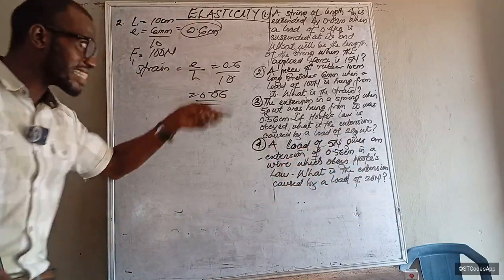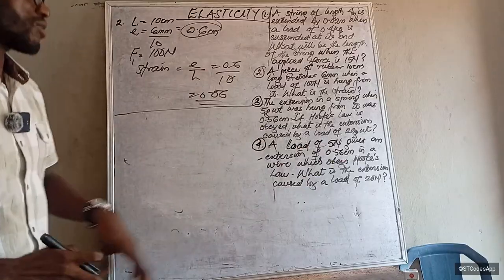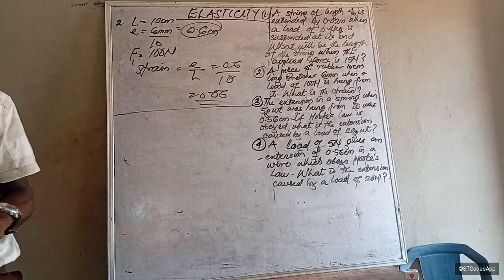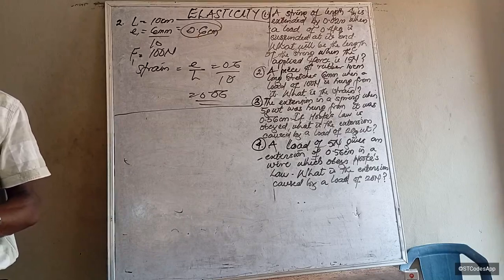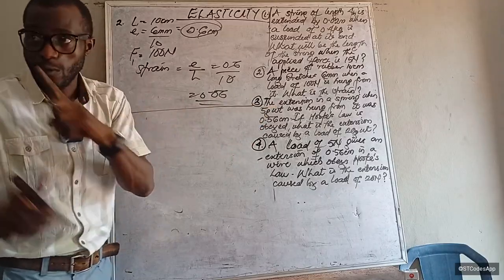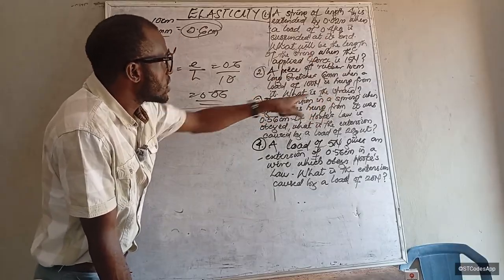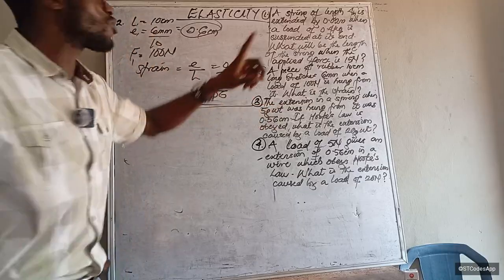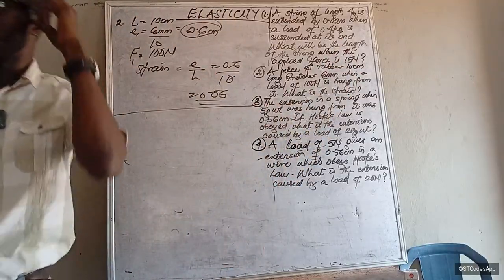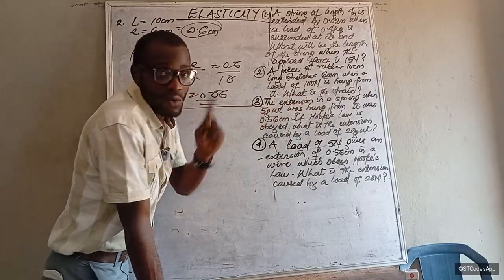Right, the next one. The extension of a string when a 5 gram weight. Now listen. Yes, 0.06. Look at this. There's something I want to do. The extension of a spring. Do you notice they use string and spring now? So when you use spring, you don't need to put elastic. When you use string, you put elastic. The extension of a spring when 5 gram weight.